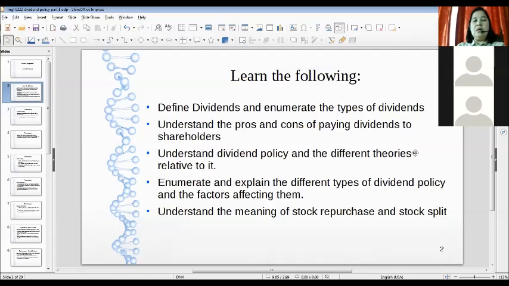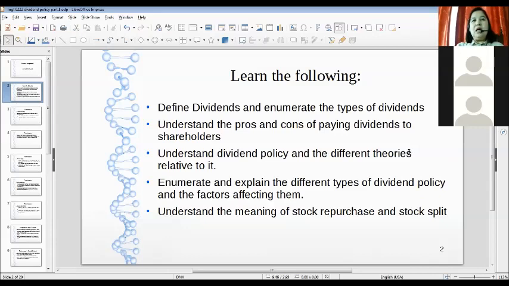And also, you will learn how to enumerate and explain the different types of dividend policy and the factors affecting them, and understand the meaning of stock purchase and stock split. Okay, class.